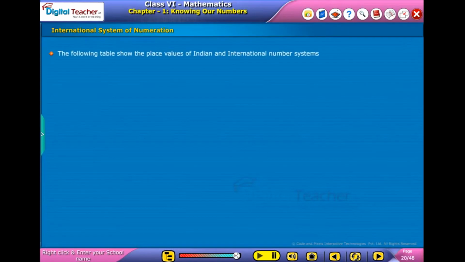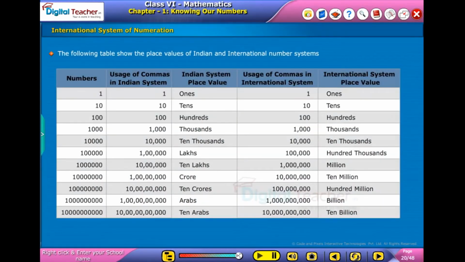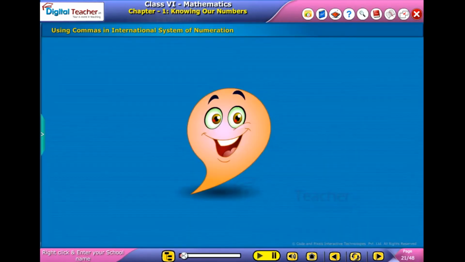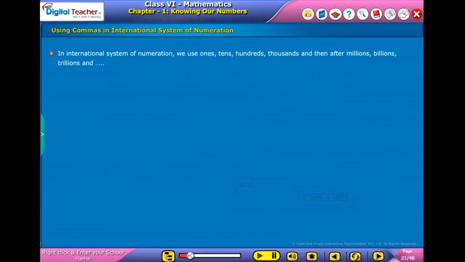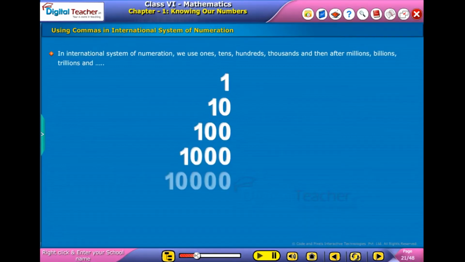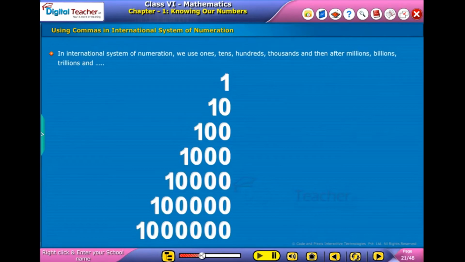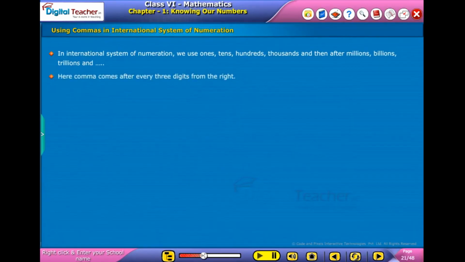The following table shows the place values of Indian and international number systems. Now, let us see the international system of numeration using commas. In international system of numeration, we use ones, tens, hundreds, thousands, and then after that millions, billions, trillions, and so on. Here, comma comes after every 3 digits from the right.